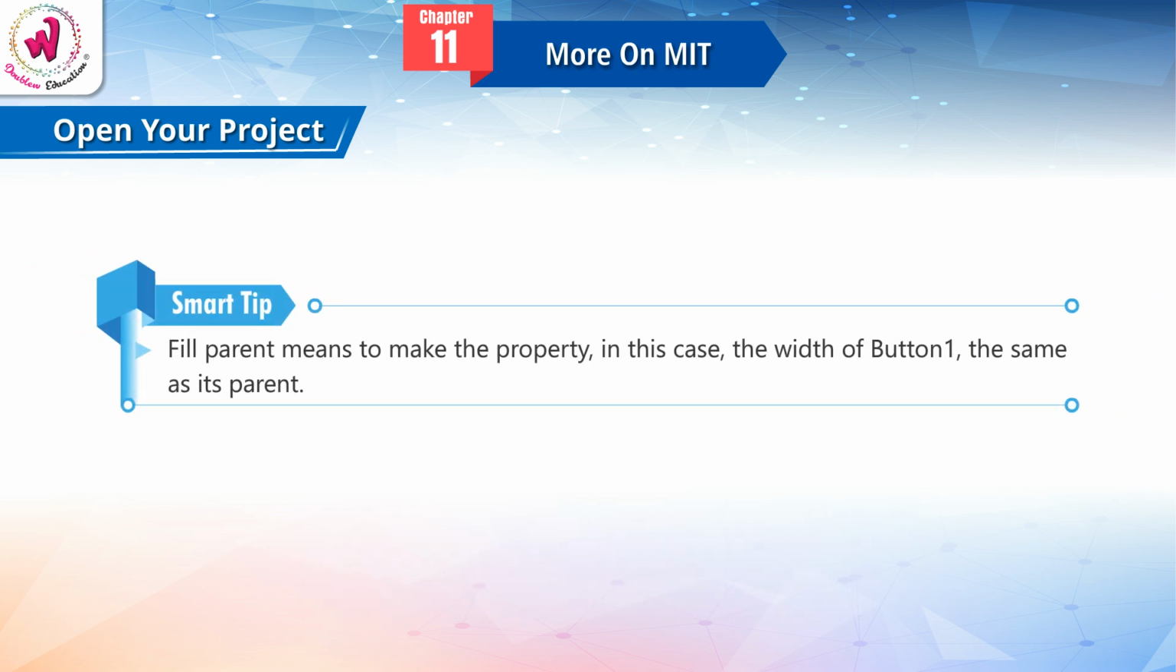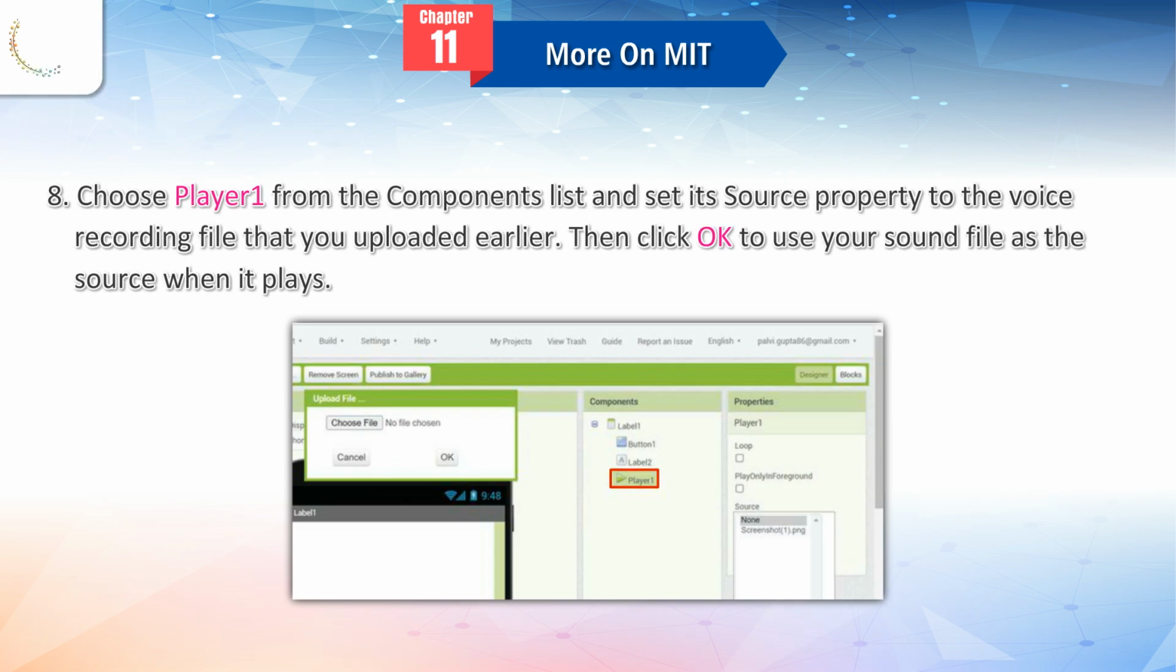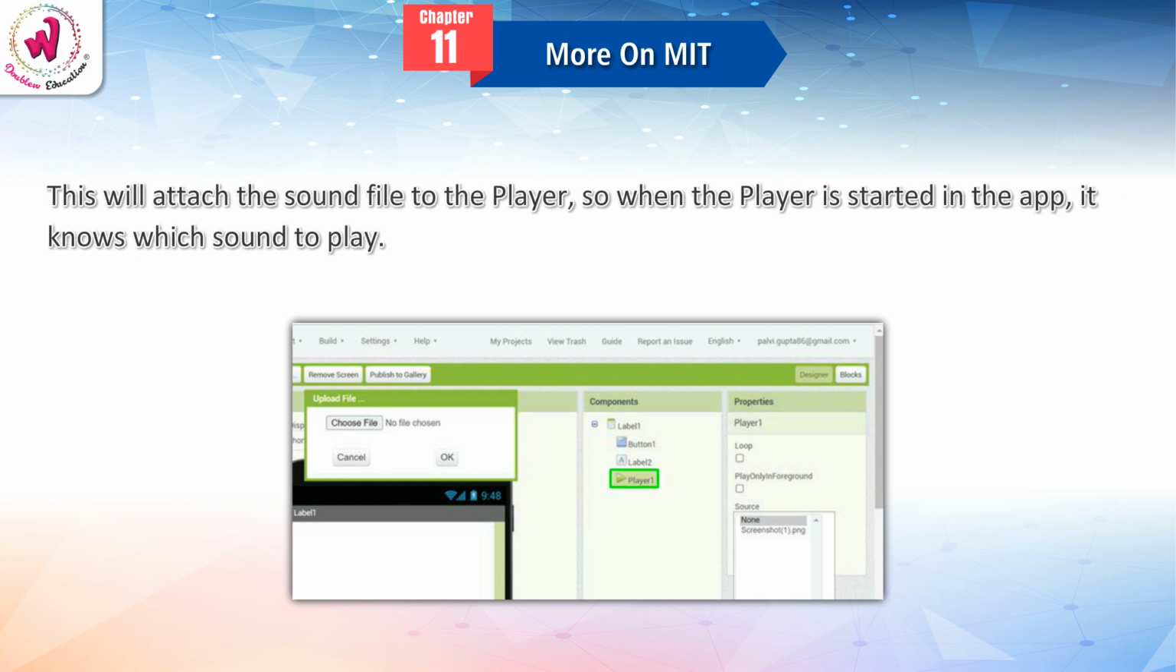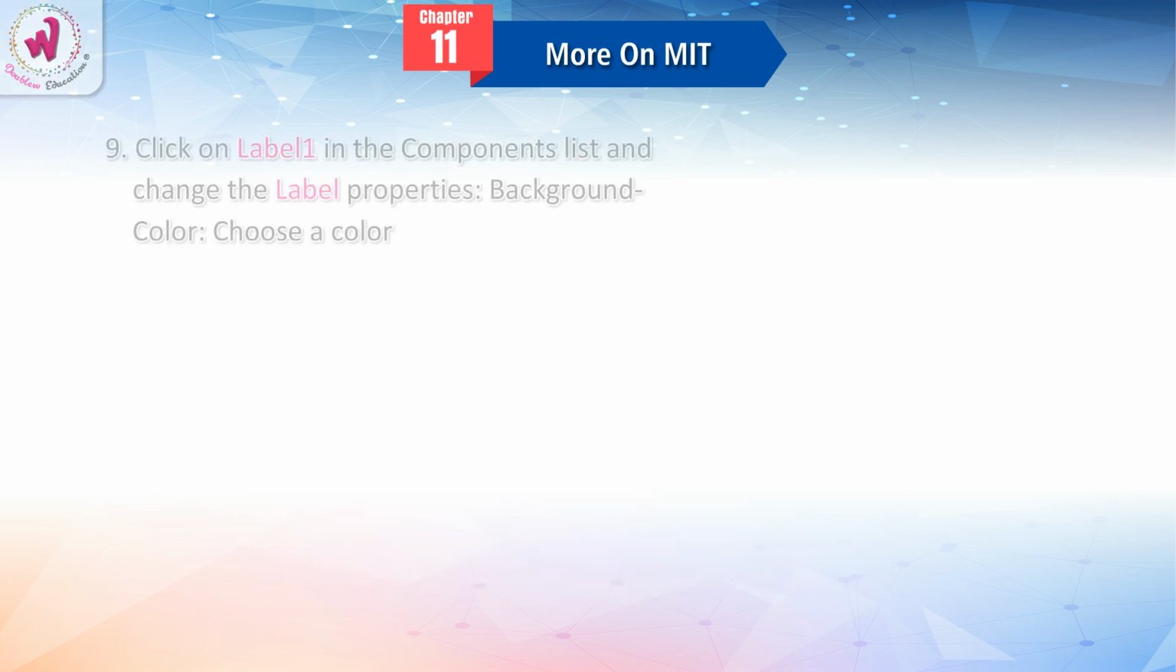Smart tip. Fill parent means to make the property, in this case the width of button 1, the same as its parent. 8. Choose player 1 from the components list and set its source property to the voice recording file that you uploaded earlier. Then click OK to use your sound file as the source when it plays. This will attach the sound file to the player, so when the player is started in the app, it knows which sound to play.